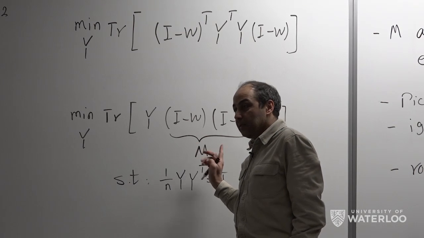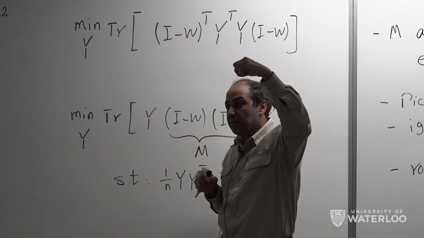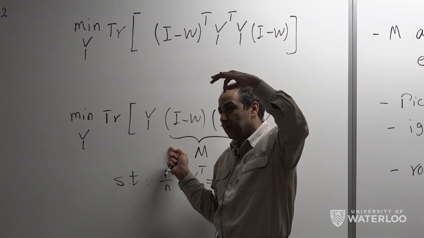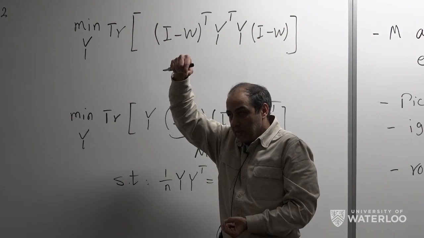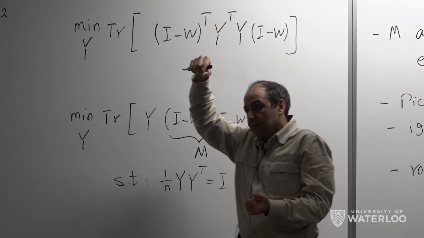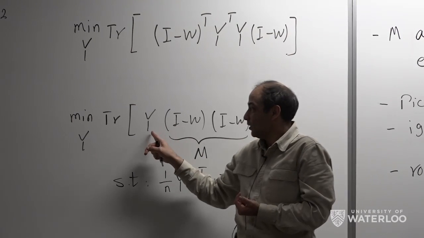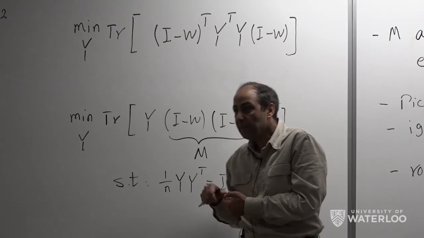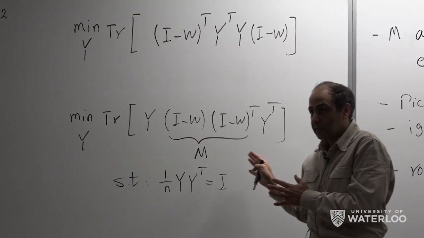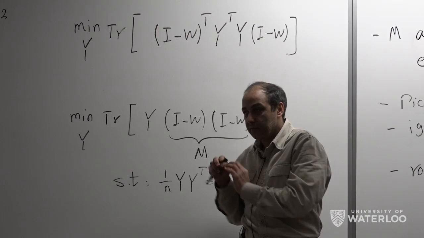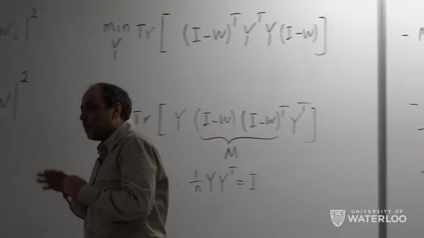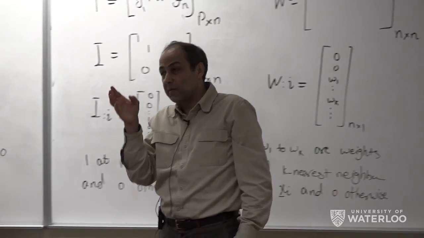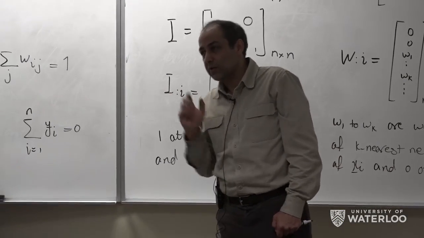M is n by n. The eigenvectors are n-dimensional. But y is p by n, right? So eigenvectors cannot be columns of y because they're n-dimensional and columns of y are p-dimensional. They're rows of y. But if you want to see this exactly, just write the Lagrangian, take the derivative. You will see that the eigenvectors appear as columns of y transpose, which are rows of y.